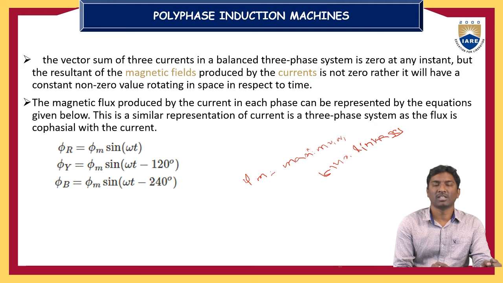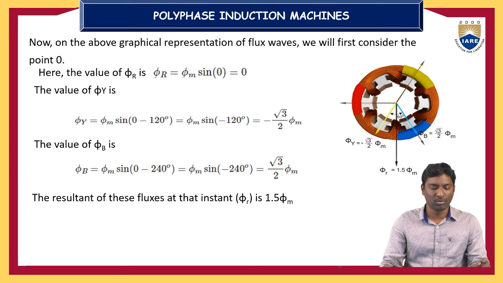Then I am substituting in these three equations: phi R is equal to phi maximum into sin omega t, phi Y is equal to phi maximum into sin of omega t minus 120 degrees, and phi B is equal to phi m into sin of omega t minus 240 degrees. So in these three equations, I am substituting the theta values at point 0, point 1, point 2, point 3, point 4. Now at point 0, phi R is equal to phi maximum of sin 0. Because sin 0 is equal to 0, phi R will be equal to 0.